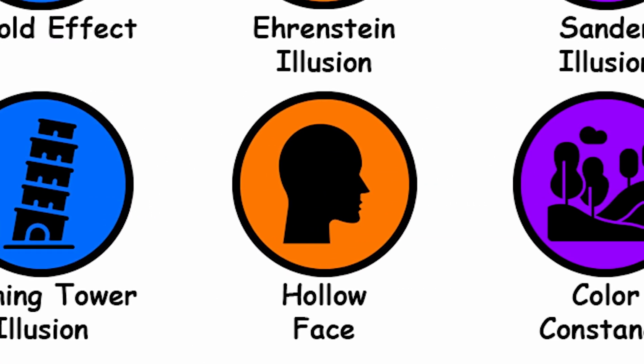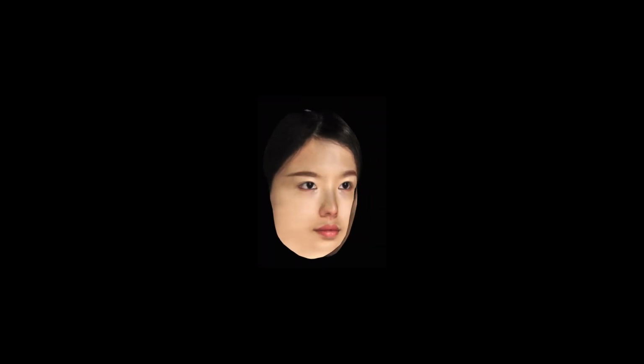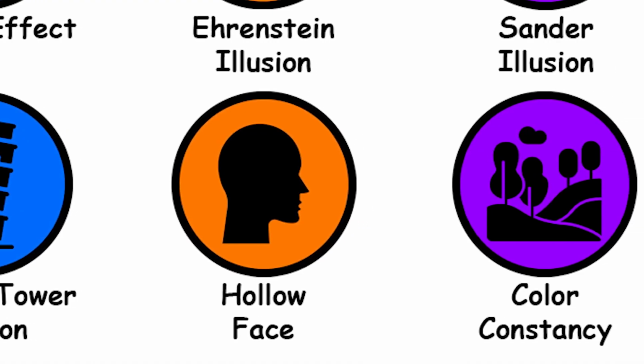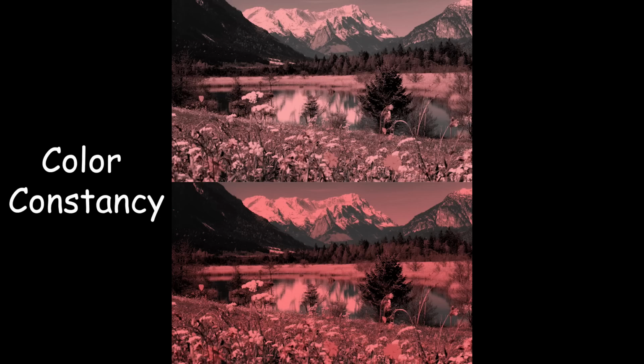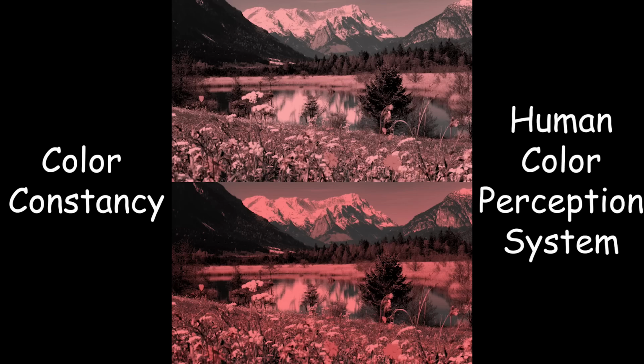Hollow face illusion. The perception of a concave mask of a face appears as a normal convex face. This could be a demonstration for the power of top-down knowledge for vision. Color constancy. How can you still know what colors the things are in this photo while it is composed of only light and dark shades of red and white? It's thanks to color constancy, a feature of the human color perception system.